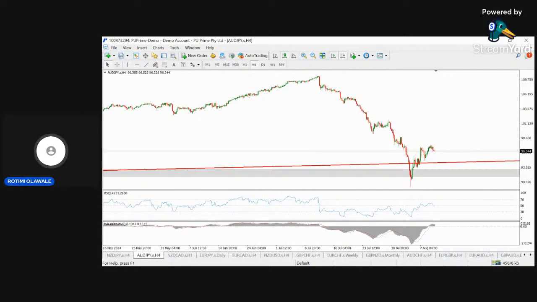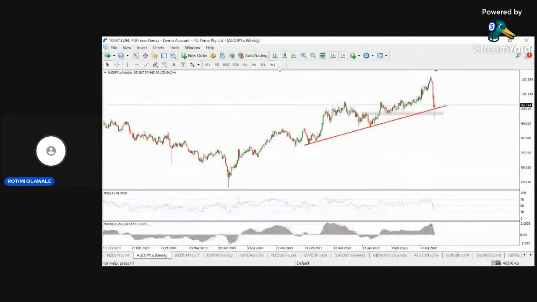All right, so this is the AUD JPY. And for the AUD JPY, let's go to the weekly time frame. Yeah, we can see that price is actually on an uptrend, and we have a support level being hit here. So technically, we're expecting a bullish movement on this instrument in the course of this week. We're expecting price to push up in the bullish direction.